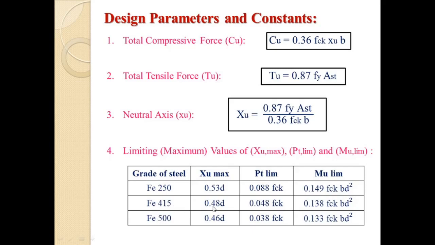For Fe415, xu max is 0.48 d, pt limit is 0.048 fck, and Mu limit is 0.138 fck b d squared. Then for Fe500, xu max, that is the limiting xu, is 0.46 d, the pt limit is 0.038 fck, and Mu limit is 0.133 fck b d squared. This table is very important, so we have to consider all these values when designing a singly reinforced section.